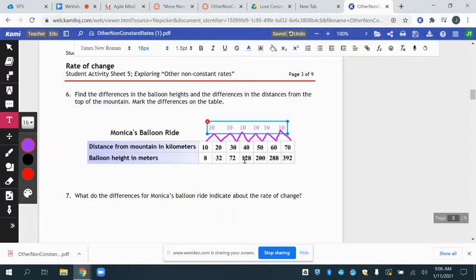This time I'm not going to put the little doodlies. I'm just going to type the numbers in. So from 8 to 32, that is up 24. From 32 to 72, that's 40. From 72 to 128, that's 28 plus 28, 56. From 128 to 200 is 72. From 200 to 288 is 88. From 288 to 392, that's 104, I believe. All right. We got those. That's great.